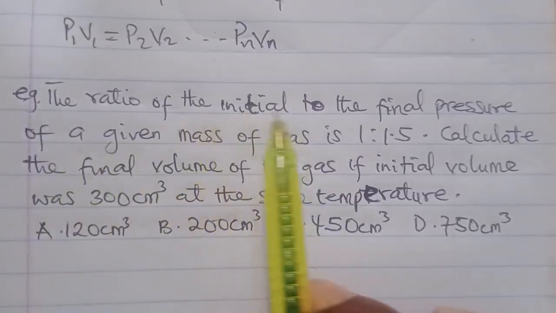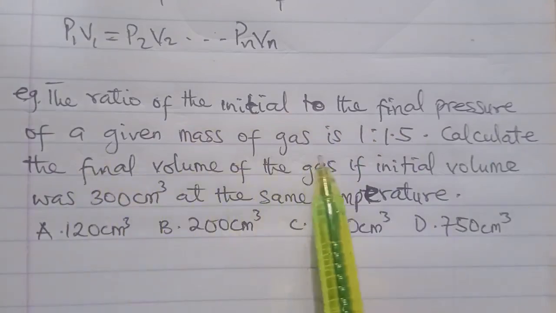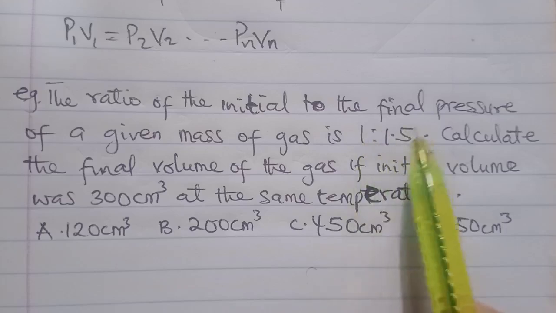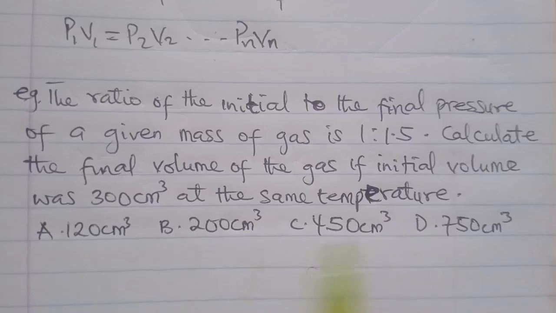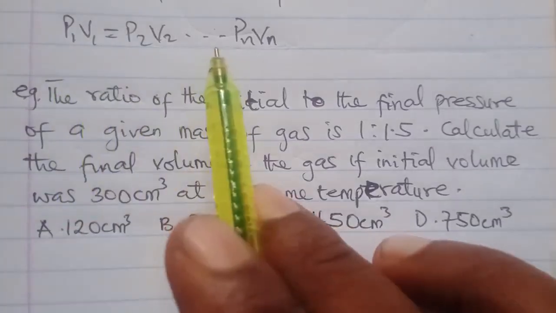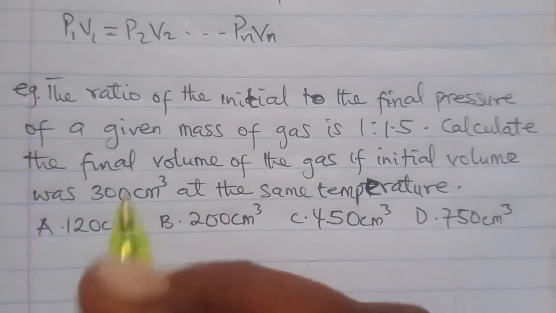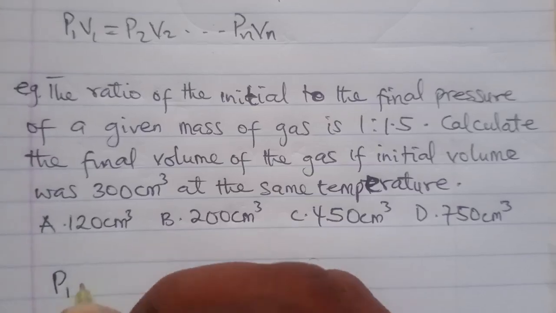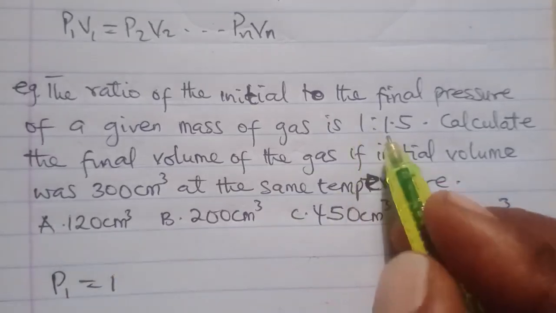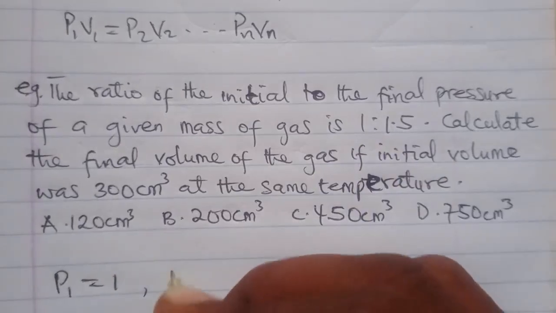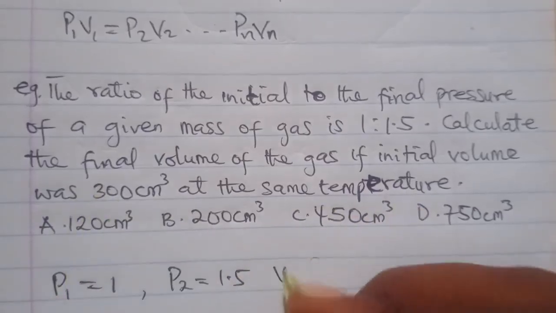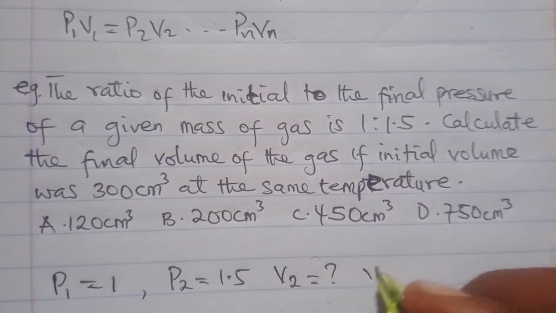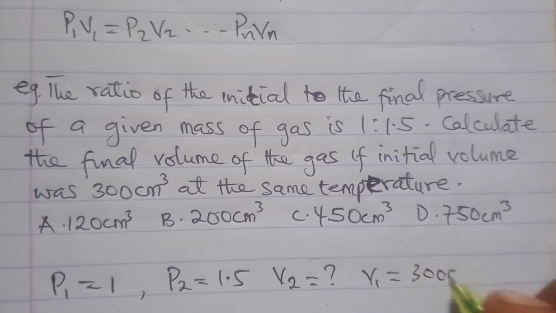It says the ratio of the initial to the final pressure of a given mass of a gas is 1:1.5. Calculate the final volume of the gas if the initial volume was 300 cm³ at the same temperature. These are the options. So remember the formula that we're going to use. P1V1 is equal to P2V2. The initial pressure P1 is 1 because of the ratio, and the final pressure P2 is 1.5. And the initial volume was 300 cm³.